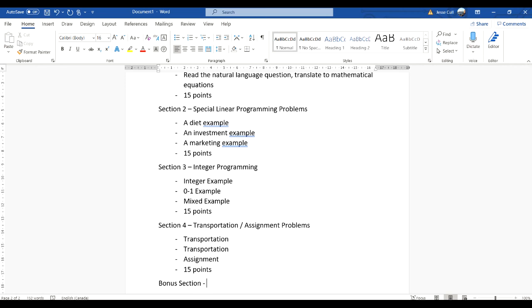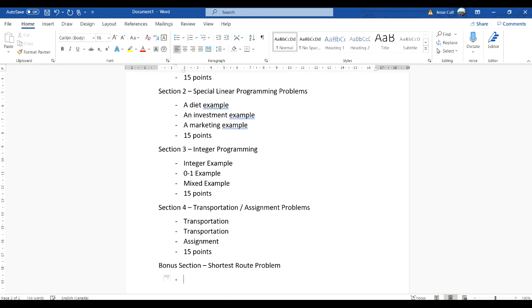And that will be the shortest route problem covered in today's lecture. The reason it is bonus is because we do not have time to review it together. If you have problems with it, feel free to contact me.